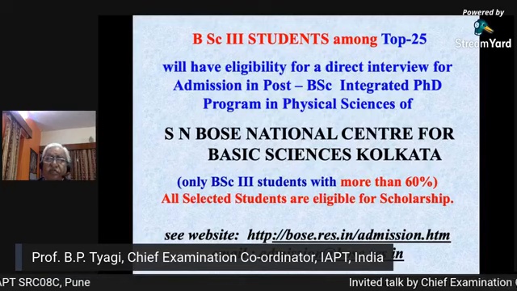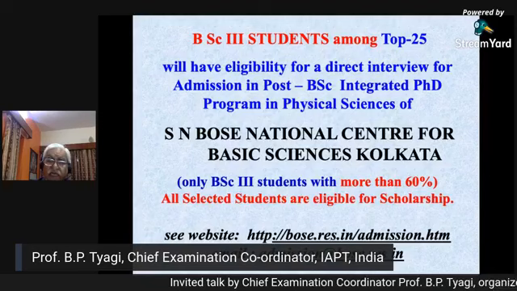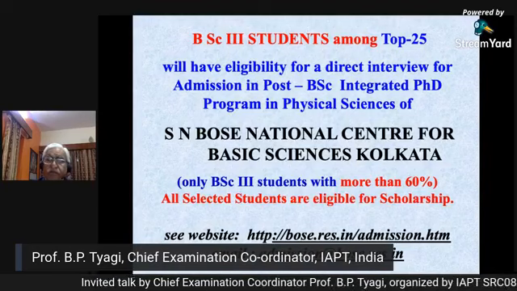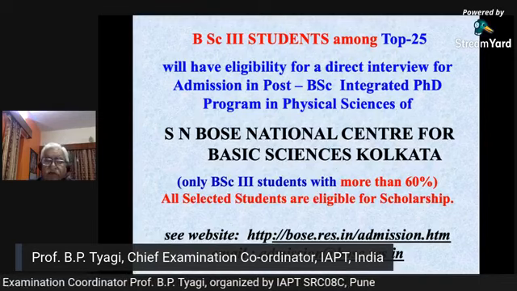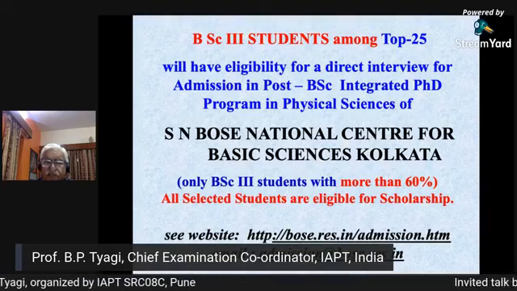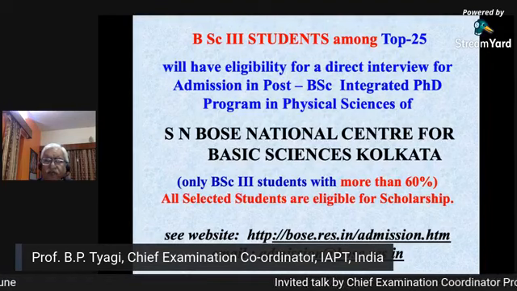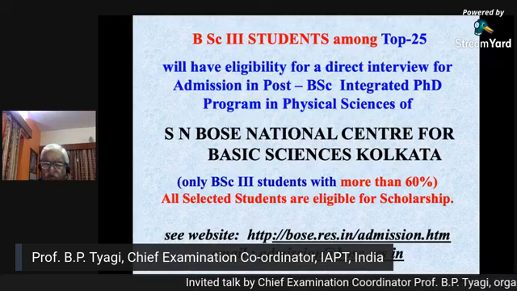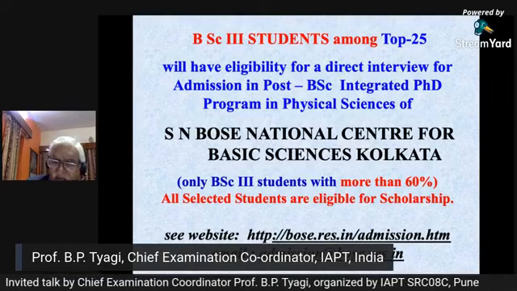Every student admitted to S.N. Bose National Center for Basic Sciences becomes eligible for a scholarship. He gets a scholarship. So here, the basic condition of this institute is that only third year students among the top 25 are eligible. There are first year and second year students also, so they are not eligible for it. They have to wait until they are in third year.